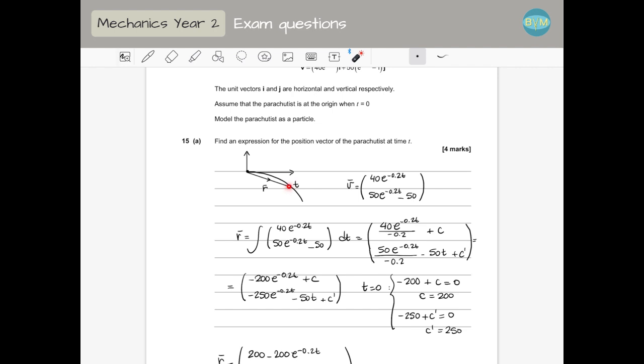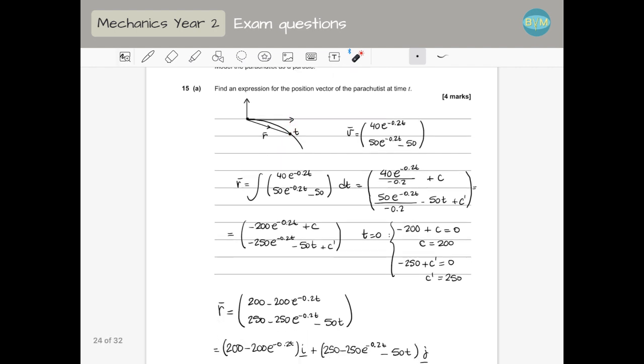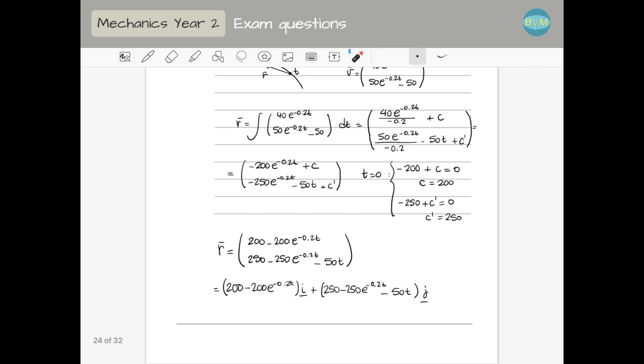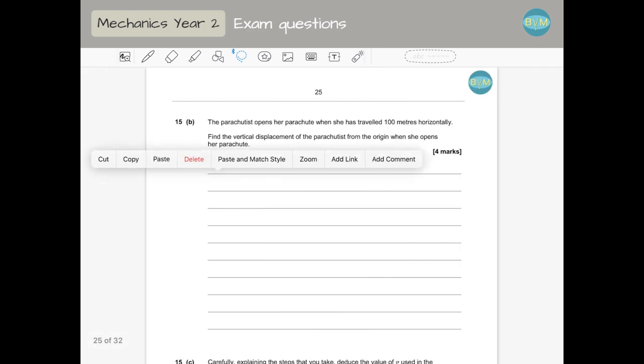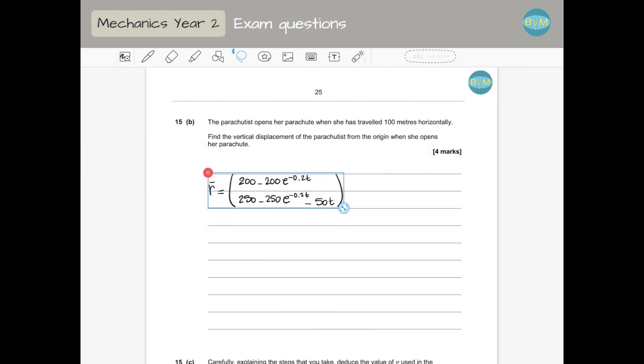So the parachute will be here at one point, and we know the horizontal component of this vector is 100, and we want the vertical component. It's the only thing that we need. So we are going to use this expression and find it out. So the horizontal component is going to be 100.